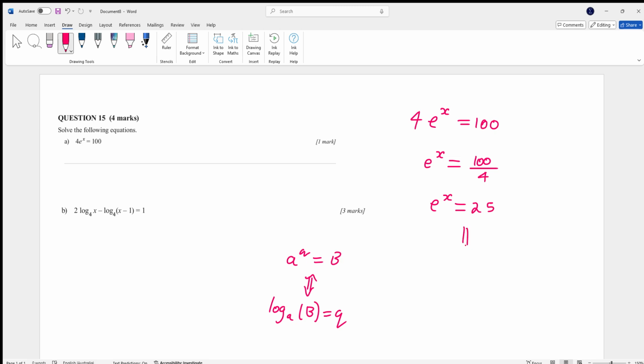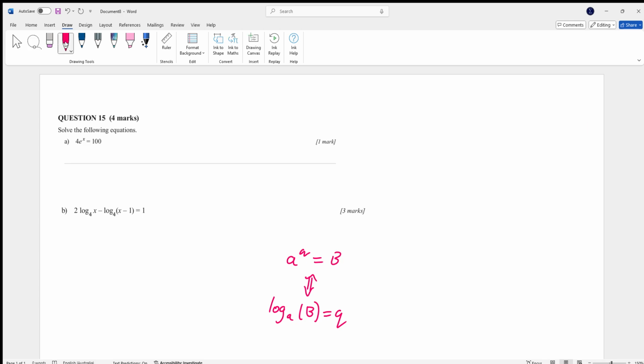Now what we're going to do is use that relationship. So we can write this as log base e of 25 is equal to x, or you can write it as just ln of 25 is equal to x. And that's all you'd have to do with the first question. Pretty easy 1 mark question. Let's get rid of that now. Now, part B.